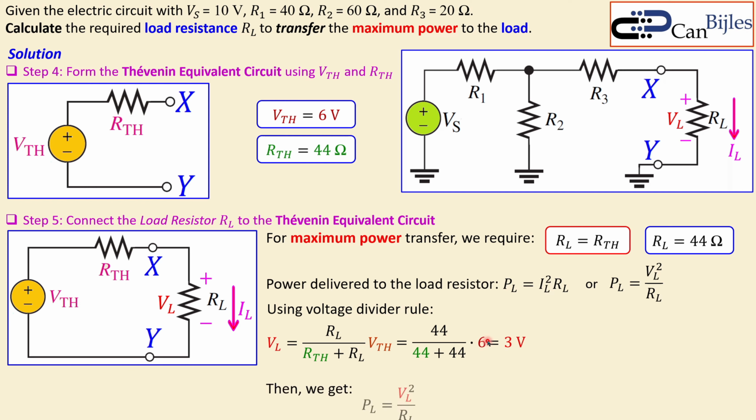And I can say, now PL, using this formula for example, is then 3 squared over 44. That will give me 204.5 milliwatts. This is the maximum power I can get from this circuit configuration in this load.